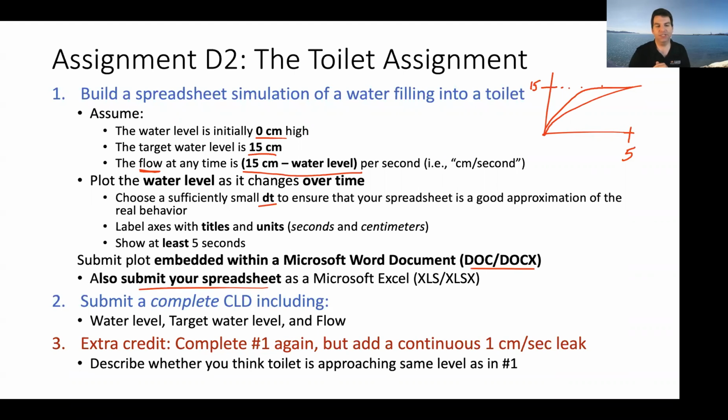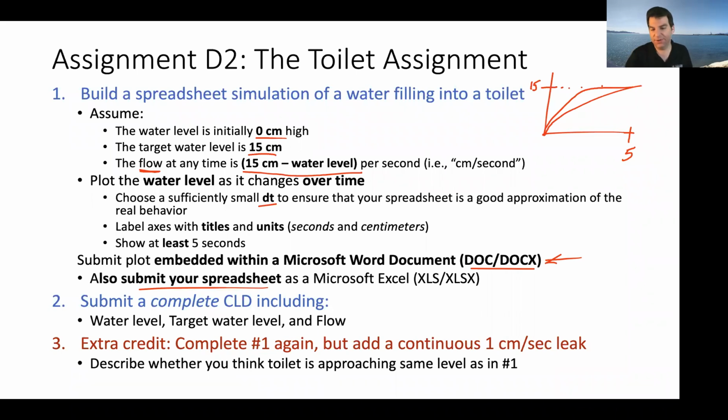I want you to submit your spreadsheet, but your main results are in that Word doc. So I don't want Eric to have to grade thousands of rows of a spreadsheet. I want him to see your final results in the Word doc. And then the spreadsheet is only there to debug things if things look a little bit odd, and to see how you did your work if we need to see that.